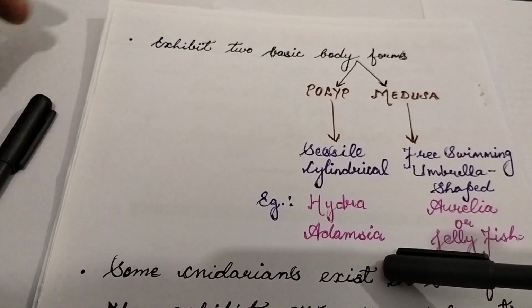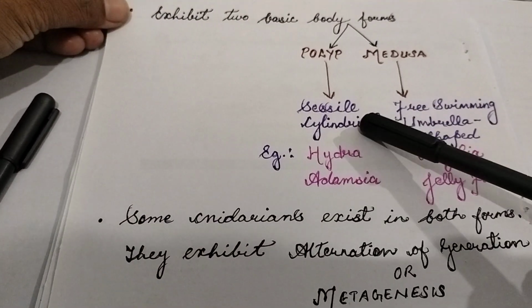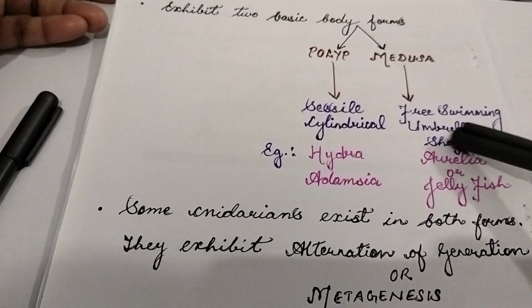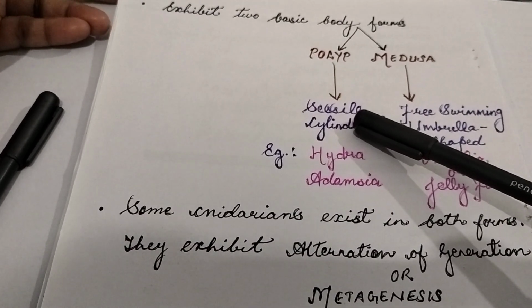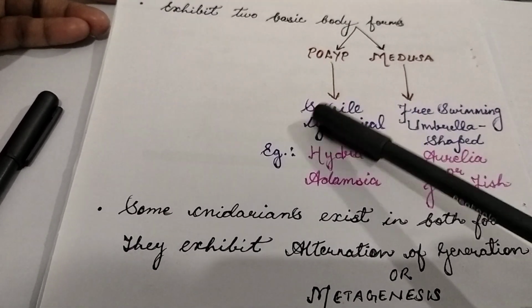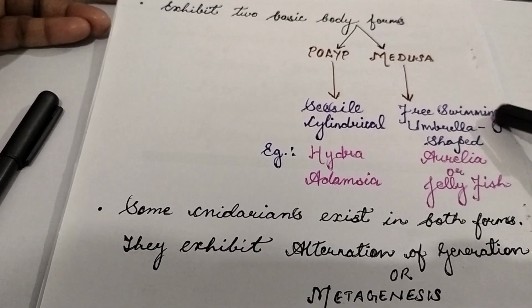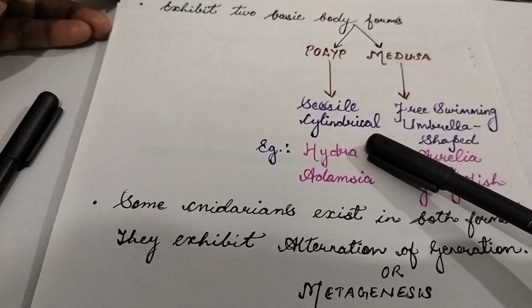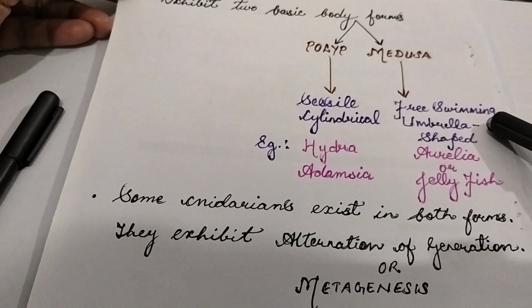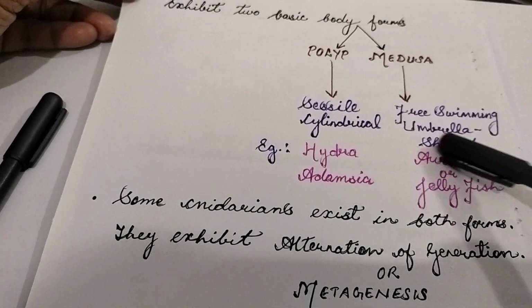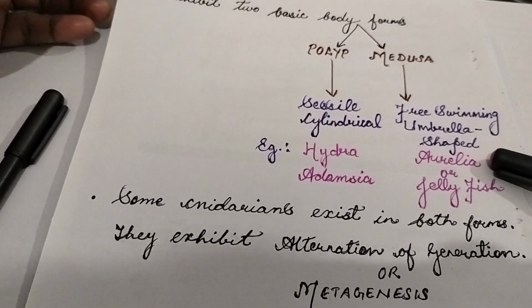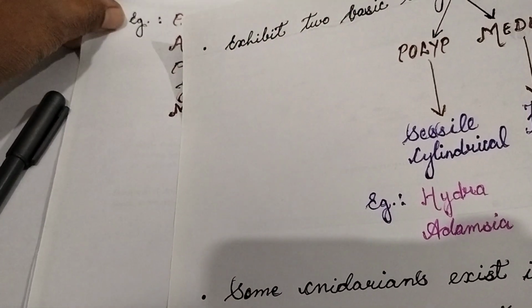Both have their specific character. What? Polyp is sessile and medusa is free swimming. Polyp is sessile, it is attached to the substratum, and medusa is free swimming, it swims freely in water. Next, what is the character? Polyp is cylindrical and medusa is umbrella shaped. All right, the shape of the polyp is cylindrical and the shape of the medusa is umbrella shaped. I will show you a picture, you will understand it more clearly from that.